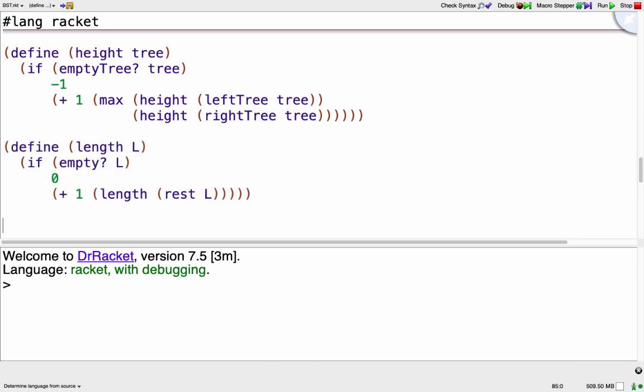So I've added the code for length here, and it's got that similar structure. Instead, if it's empty, then I return 0. Okay, well, our empty tree was -1, and otherwise we add 1 to that recursive call. And just like we called rest in the length case to make the input that we were working with smaller in our recursive call, similarly left and right subtrees that we get by calling left tree and right tree, that means that we're going to make a recursive call with a smaller input, closer to the base case. And that's our goal when we're writing recursive code.